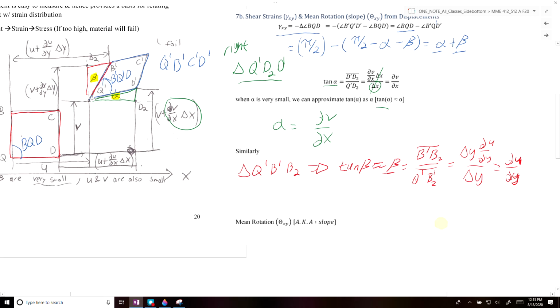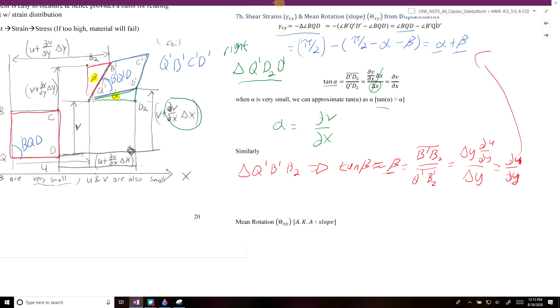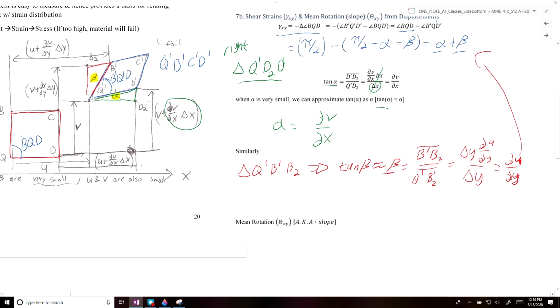So if we go back to our original equation, we can say that our gamma xy is going to be equal to alpha plus beta, which is just going to be equal to dv dx plus du dy.